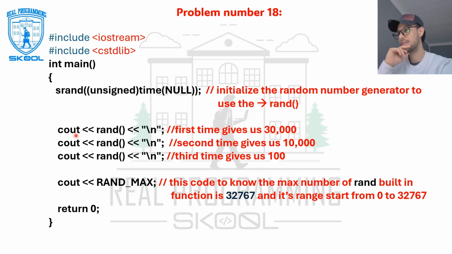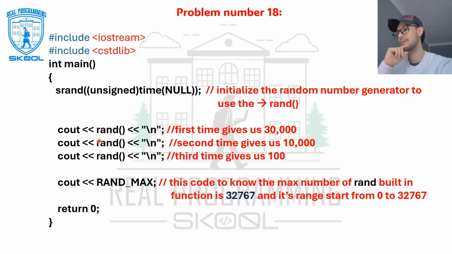For that, when we call the rand built-in function in the main function after srand, for example, cout << rand(), the first time it gives us a number within the range, for example 30,000, starting from 0 up to 32,767. The second time it gives us 10,000, for example, and the third time when we call it, it gives us 100. So to write a program to generate and print random numbers, first we have to include the cstdlib library, and in the main function we have to use this srand(unsigned(time(NULL))) one time.